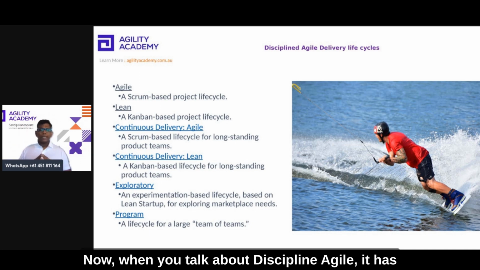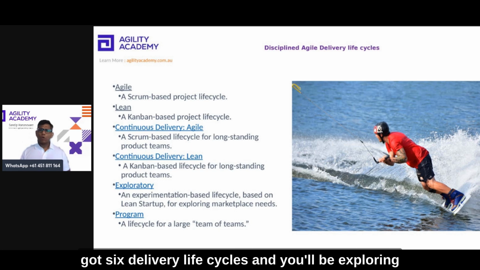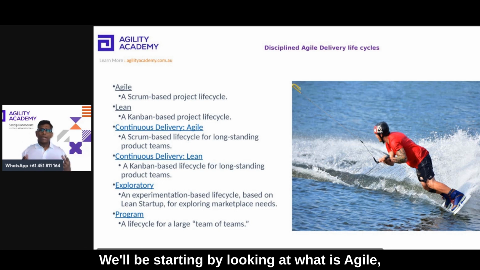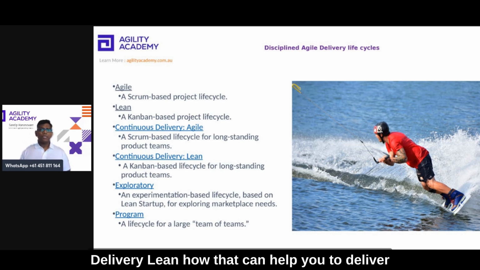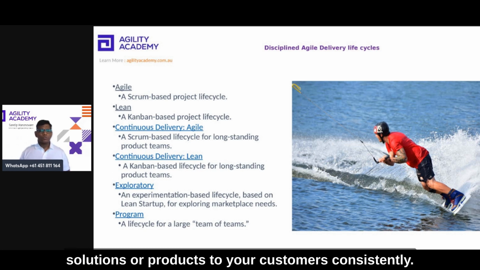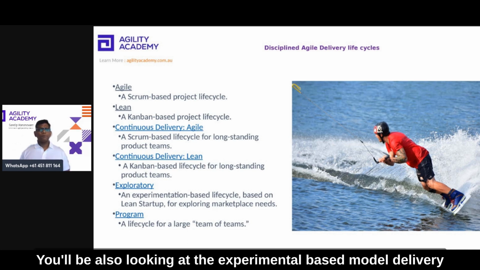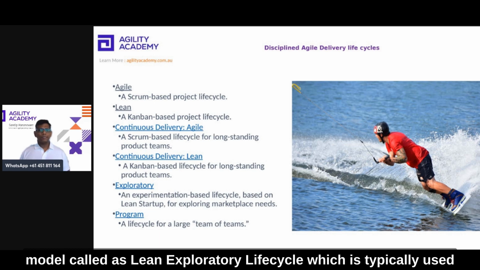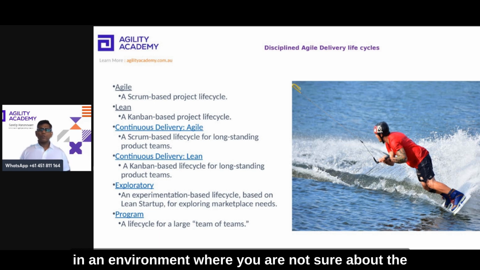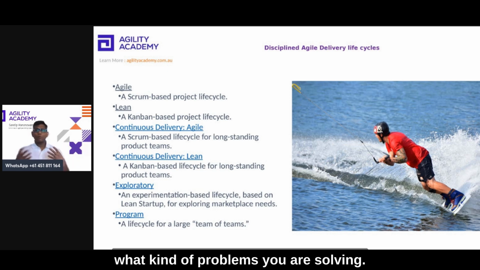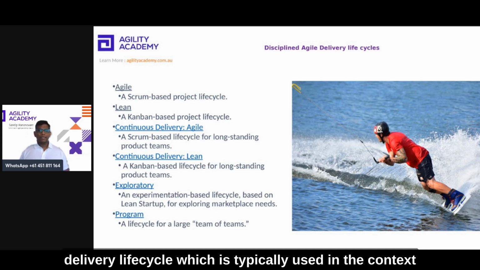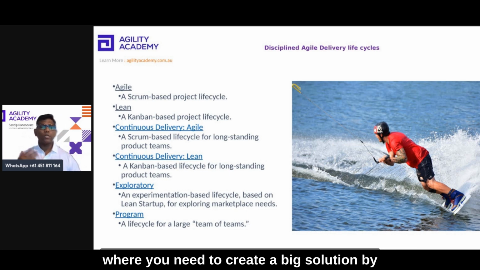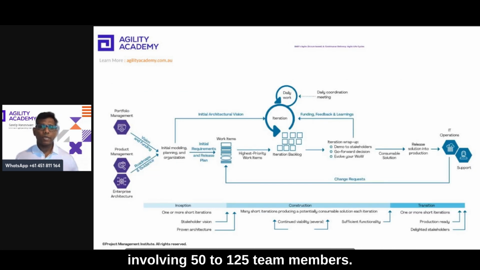Now, Discipline Agile has six delivery life cycles, and you'll be exploring all of those six delivery life cycles in this program. You'll be starting by looking at what is Agile, what is Lean, what is continuous delivery Agile, continuous delivery Lean, and how that can help you deliver solutions or products to your customers consistently and iteratively. You'll also be looking at the experiment-based delivery model called the Lean Exploratory Life Cycle, which is typically used in an environment where you are not sure about the customer, or the market, or what kind of problems you are solving. And then you'll also be exploring the Discipline Agile Program Delivery Lifecycle, which is typically used in contexts where you need to create a big solution by involving 50 to 125 team members.